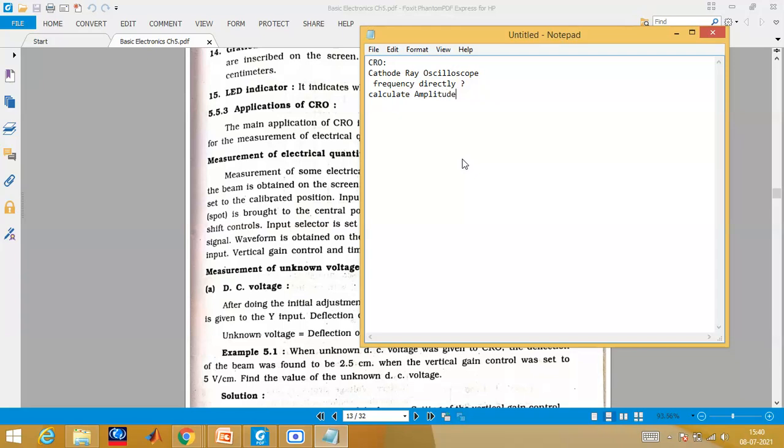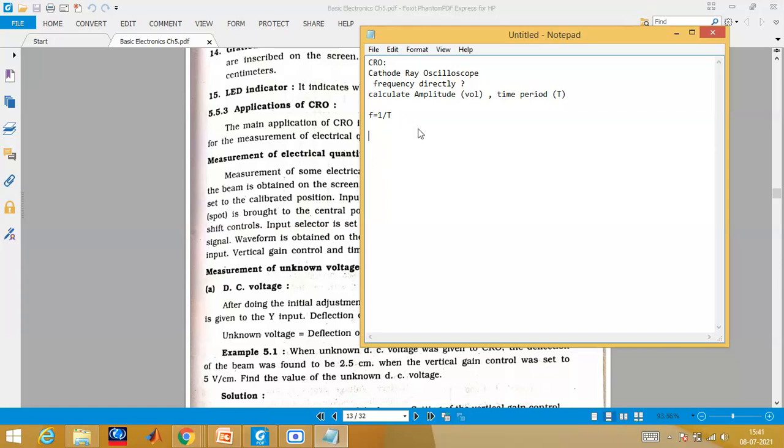Amplitude means the voltage. So calculate the amplitude, in terms of voltage, and you can also measure the time period. Once you know the time period, which we refer to with capital T, you can calculate F. F is equal to 1 divided by T. With this formula, as I am referring to capital T, I am writing it like this. So once you know the time period, you can calculate the frequency also.